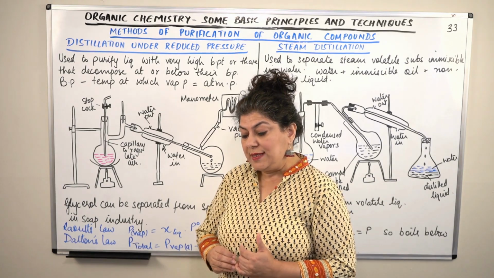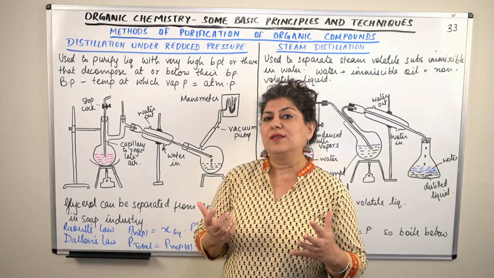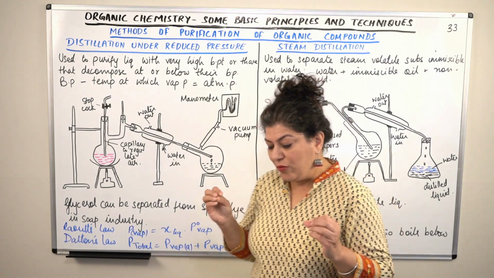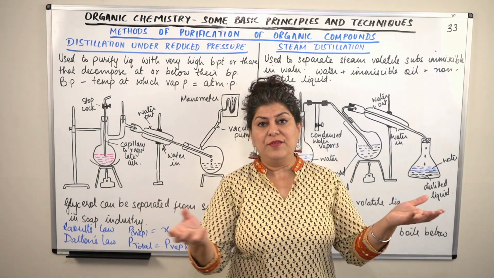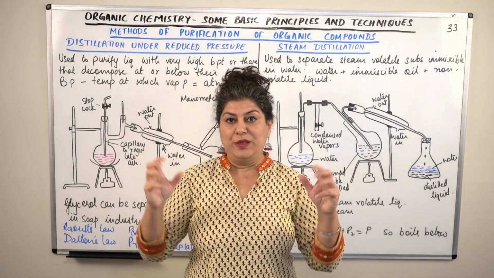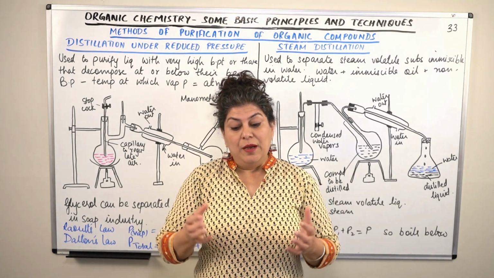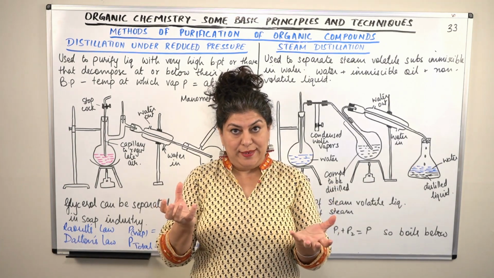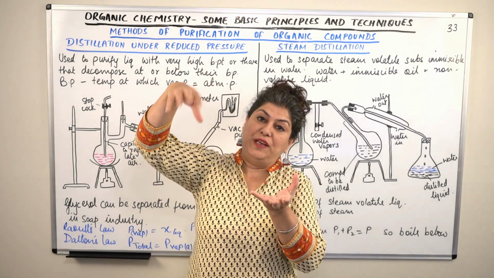Now, in order to understand the different kinds of distillations that we are going to study now, it is first important to understand what the boiling point of a compound is. We have often heard that water boils at 100 degrees Celsius at sea level, or at 1 atmospheric pressure. When the pressure of the atmosphere is 1 atmosphere, water boils at 100 degrees Celsius. Boiling point is actually that temperature at which the vapor pressure of the liquid becomes equal to the atmospheric pressure.